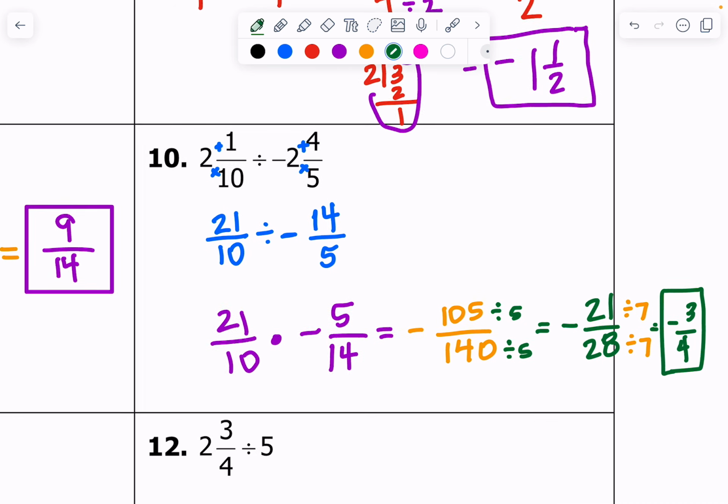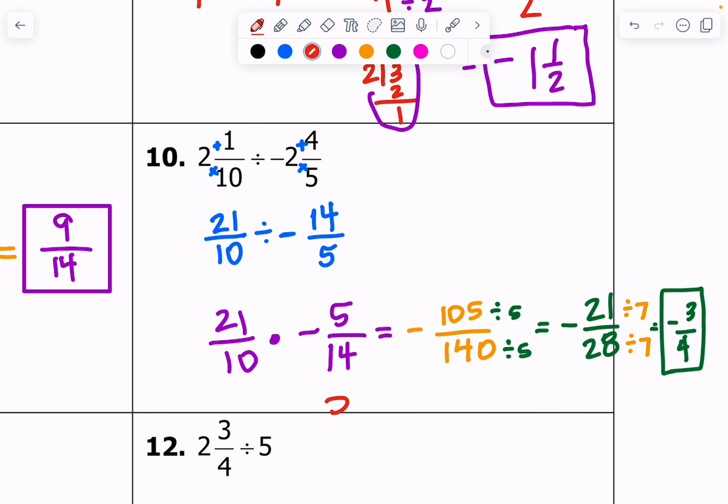Okay, so your homework is going to be page 23, but I only want you to do numbers 1, 3, 6, 8, 10, and 12. Good luck.